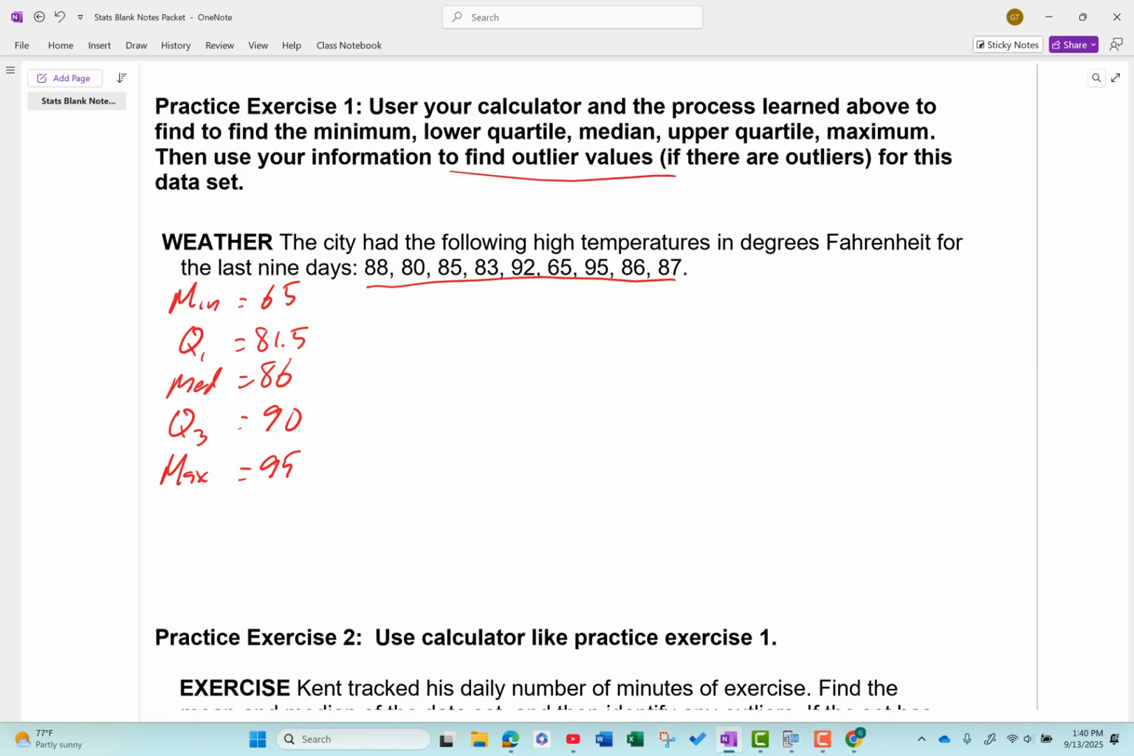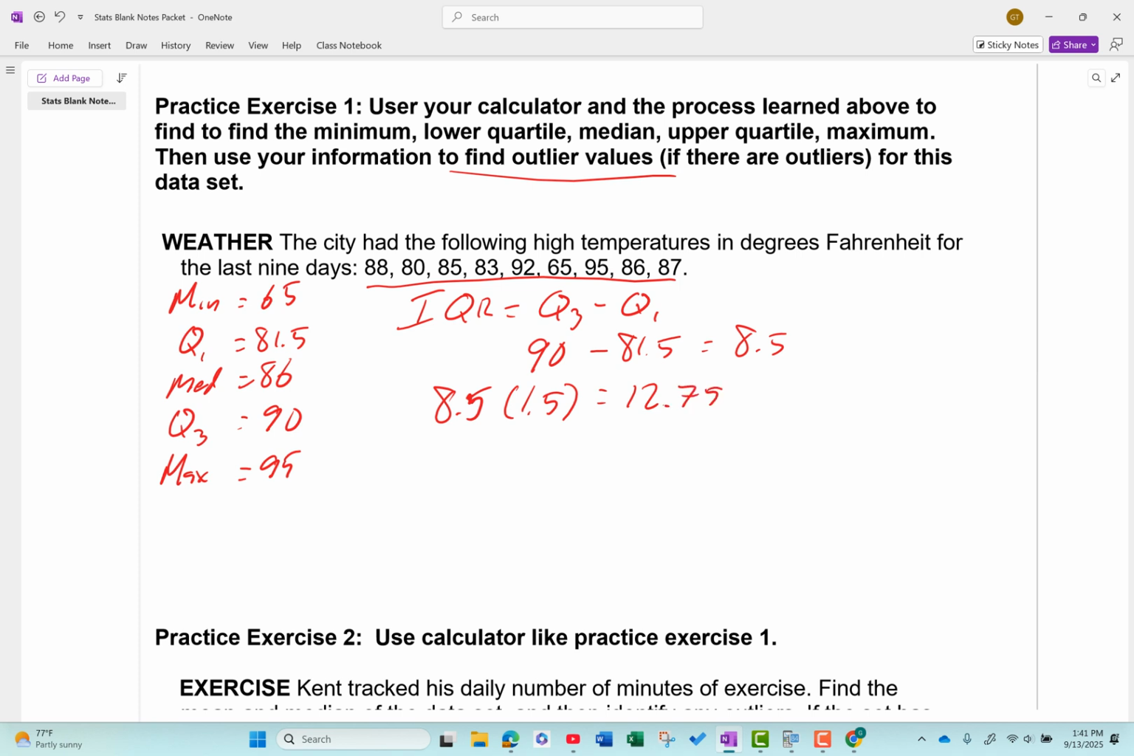So again, the process there is I need to first start by finding my IQR. That is Q3 minus Q1. Okay, so I take Q3, which is 90, minus Q1, which is 81.5, and I get 8.5. So that's my IQR. Okay, but in order to find the outliers, to adjust the boundaries, I need to take that value, 8.5, and multiply that by 1.5. Okay, and I get 12.75.